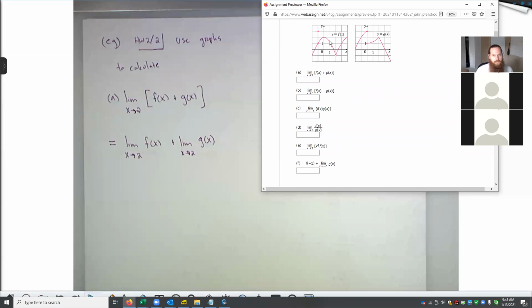So as my x values get closer and closer to 2 from the left, my y values are getting closer and closer to -1. And as my x values get closer and closer to 2 from the right, my y values are getting closer and closer to -1.